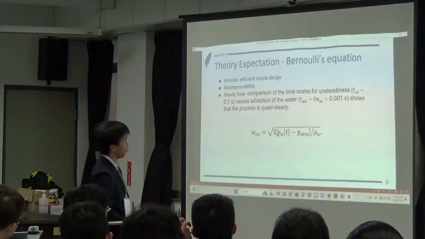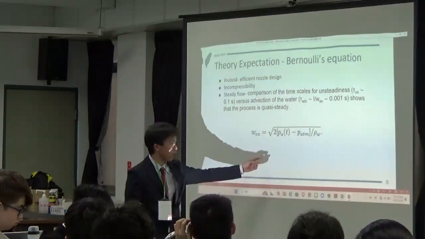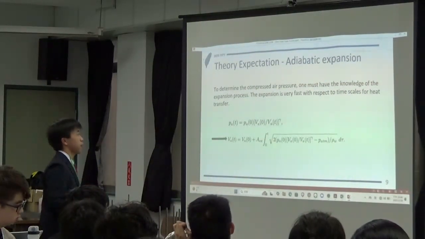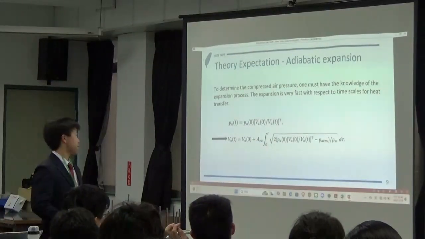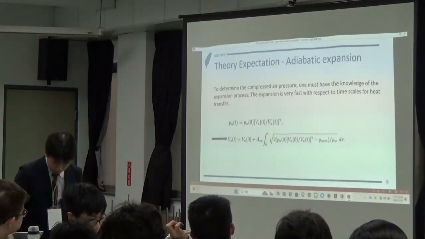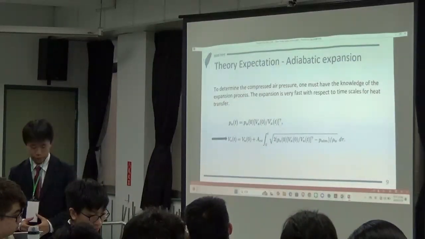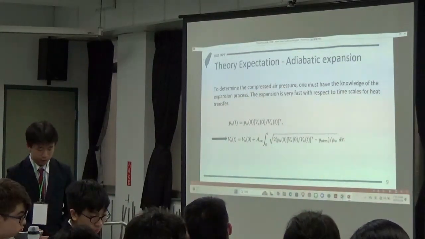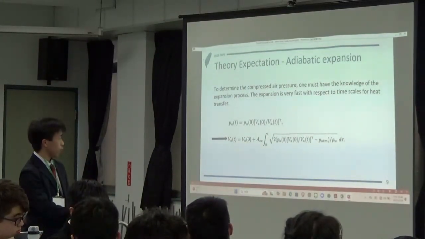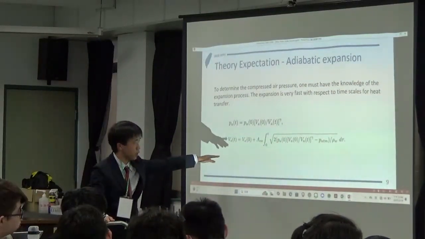To determine the exit velocity of the water, as I mentioned, we first have to determine this variable, which is the pressure of the compressed air. To determine the compressed air pressure, we must know the expansion process, which is very fast compared to the time scale for heat transfer. The time for unsteadiness is much smaller than the time for heat transfer, which is approximately 10 seconds. We can combine the formula I showed earlier to calculate the value with the adiabatic expansion, which results in this formula.